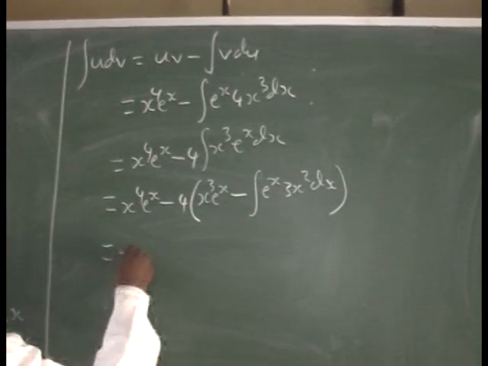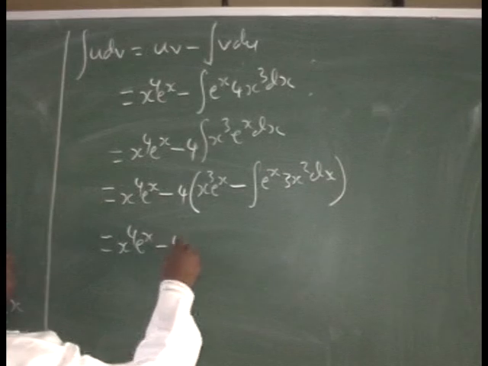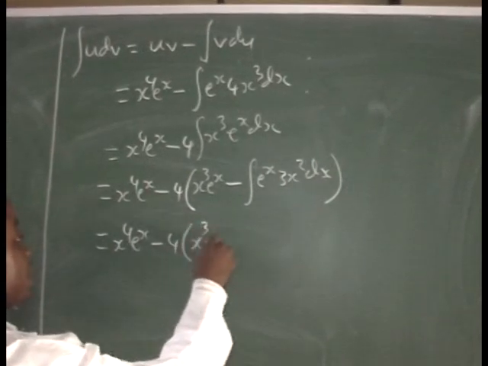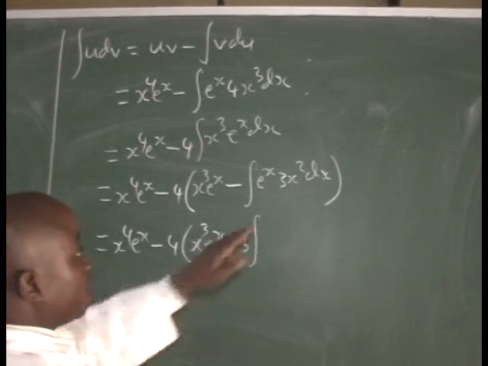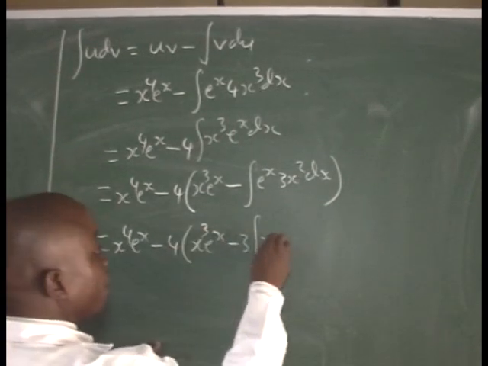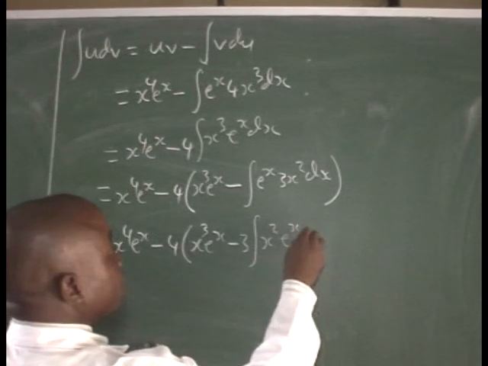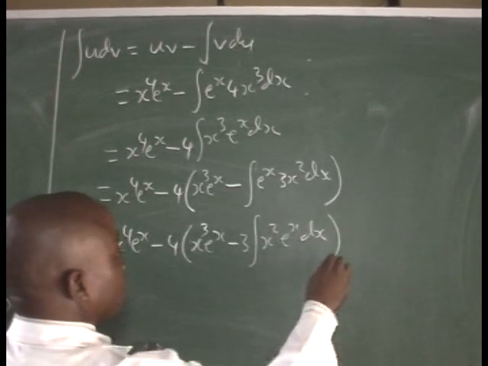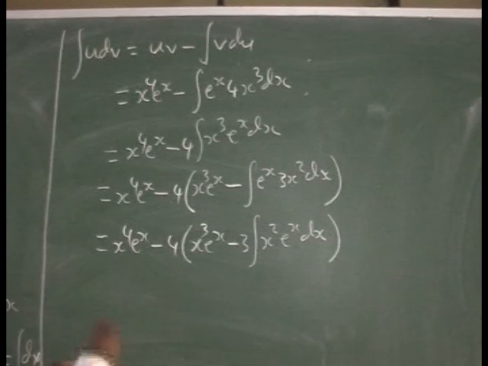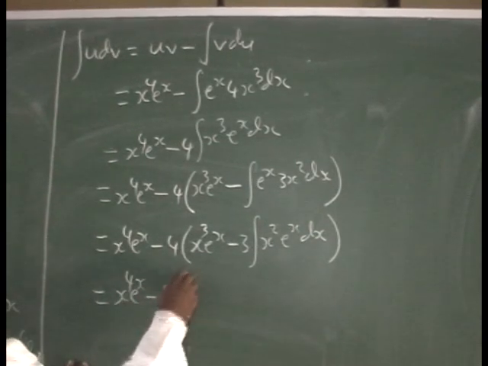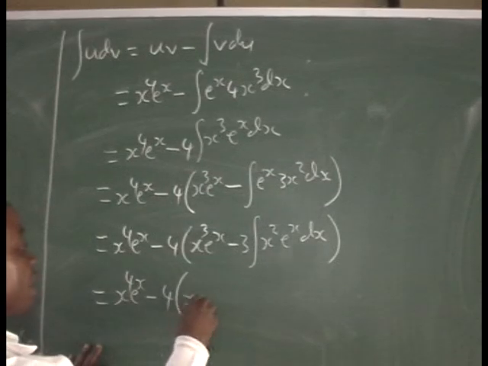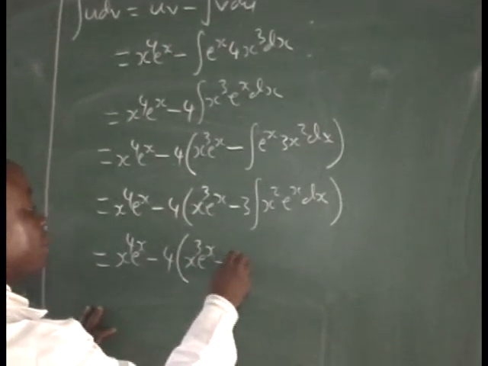Now, x raised to the power 4 exponential x minus 4, x cubed exponential x minus 3 into, I'm bringing out the constant, so I have x squared exponential x dx. Now look at that. So this is the same as x raised to the power 4 exponential x minus 4, then I have x cubed exponential x minus 3.